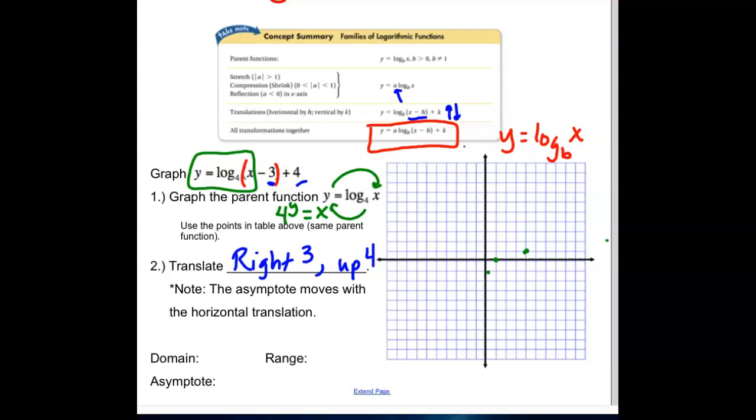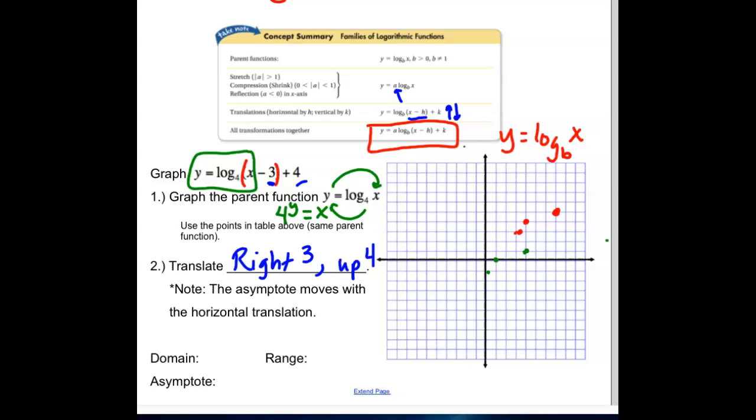Now, remember that asymptotes move along with your points. So we're going to shift all of these points right 3 and up 4. I started with the (4, 1). We'll skip the (16, 2) point since it's going to get even further off our graph. But the (4, 1) is going to shift right 3 and up 4 and land here. (1, 0), we go right 3 and up 1, 2, 3, 4. This (1/4, -1), we go right 3 and up 4.